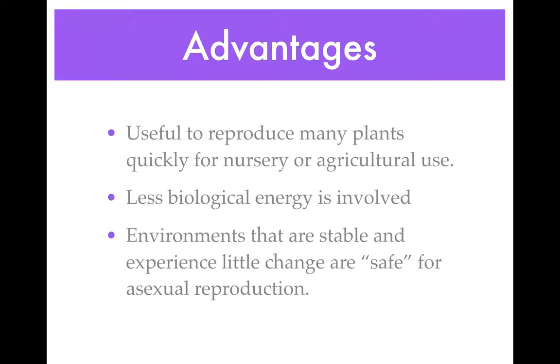And environments that are stable and experience little change are safe for asexual reproduction. So what that means is that if you are able to survive well as a plant in a particular environment, and that environment is not changing, then asexual reproduction is completely to your advantage, because all your offspring will also be able to survive in that same environment. Because remember, the offspring from asexual reproduction are clones, right? They're identical to the mother plant.